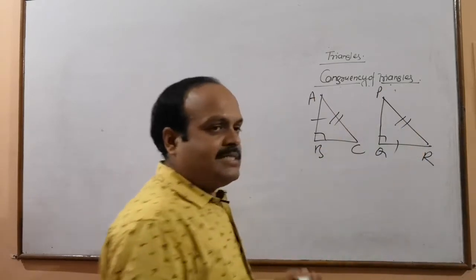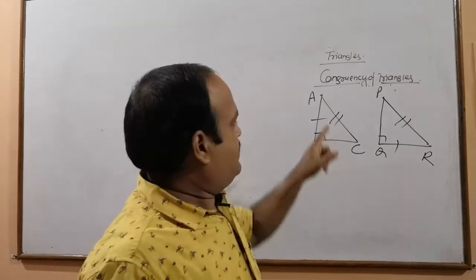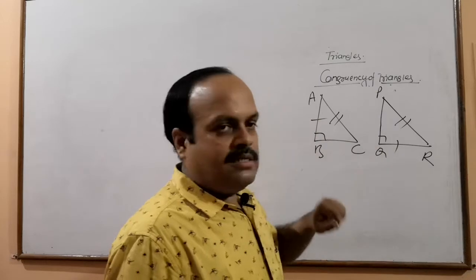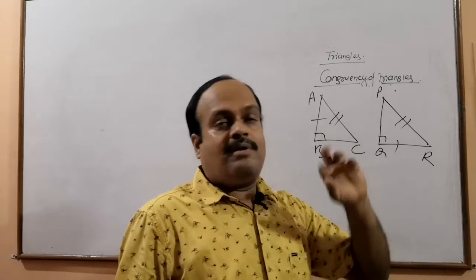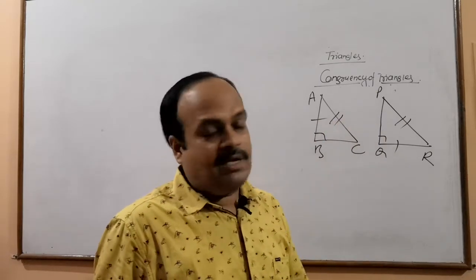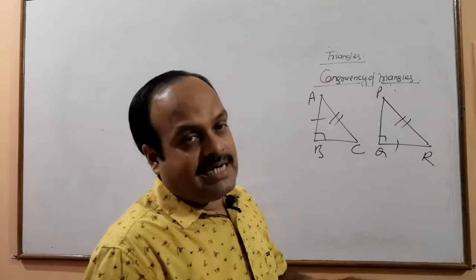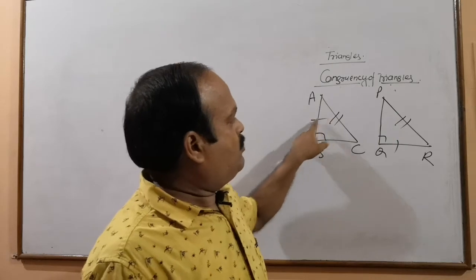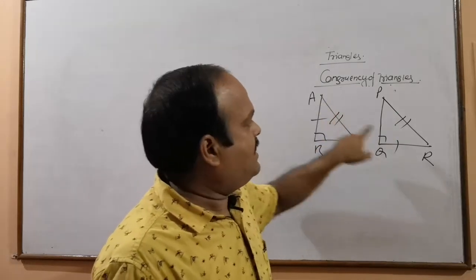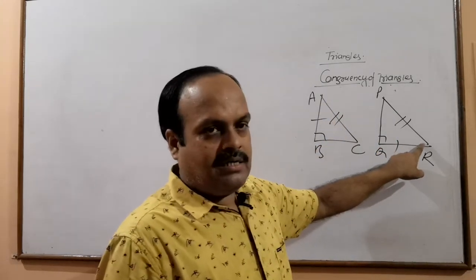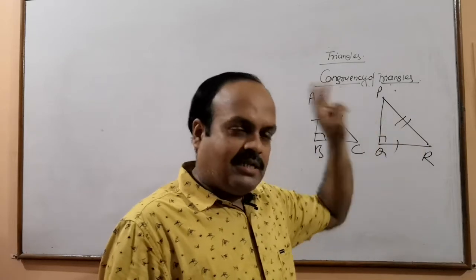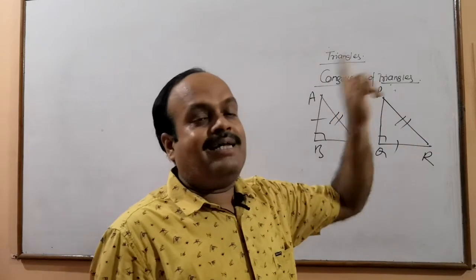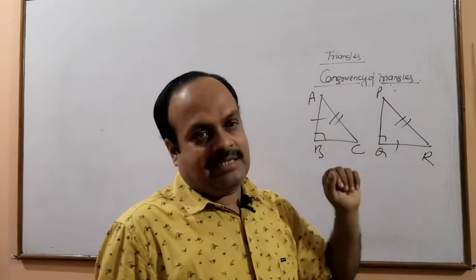Some of you think that this test is SAS, side, one more side and one angle. So some of you call it SAS. No, my dear students, this will not be SAS. SAS stands for two sides and the angle between them; the angle between these two sides is this, which is equal to this. Here we see that the three parts of this are equal to the three parts of the other, but these parts will be called RHS, not SAS.